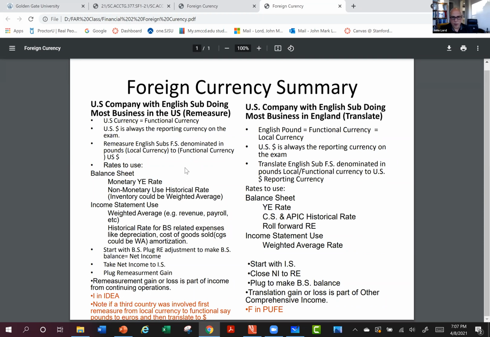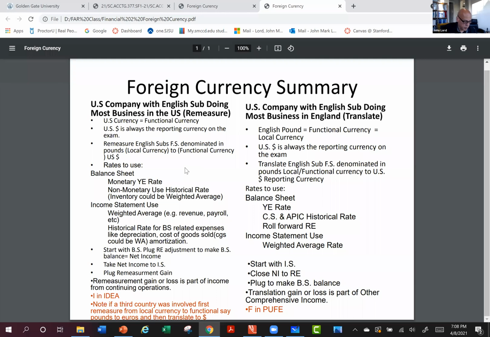So when you see a fact pattern like that, that means you translate, okay? And when you translate, for the balance sheet, you'll use year-end rates. For common stock and APIC, you'll use the historical rate. That will have the balance sheet translated. You start with the income statement, and then you close the net income to retained earnings. Then you translate the balance sheet, and you use these appropriate rates.